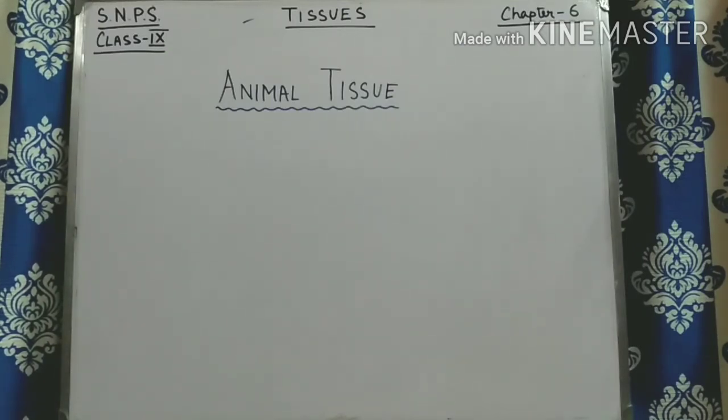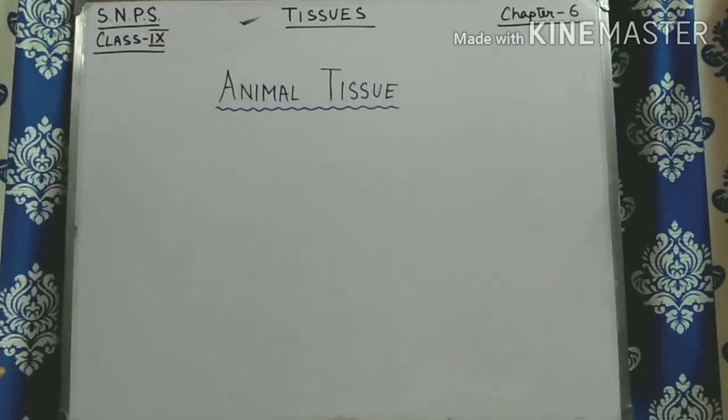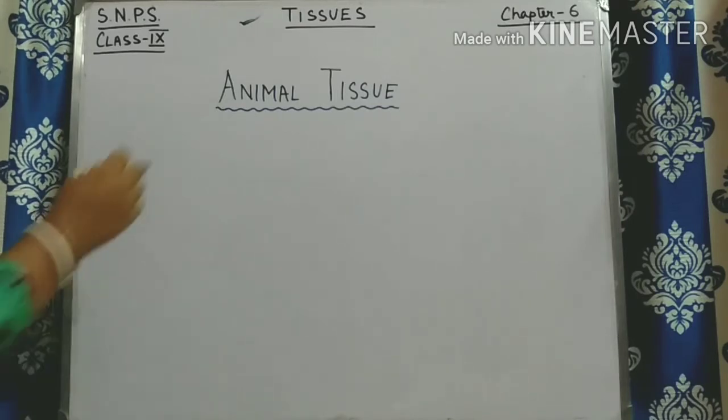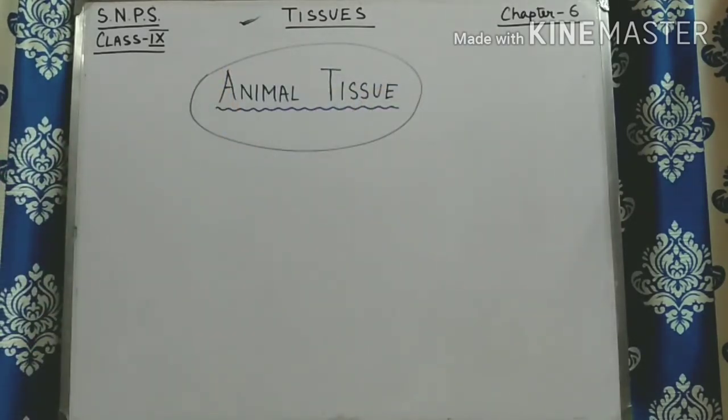of class 9 biology. The name of this chapter is tissue. There are two types of tissues, that are plant tissues and animal tissues. Today I will discuss about the animal tissue. So this is the topic of today.